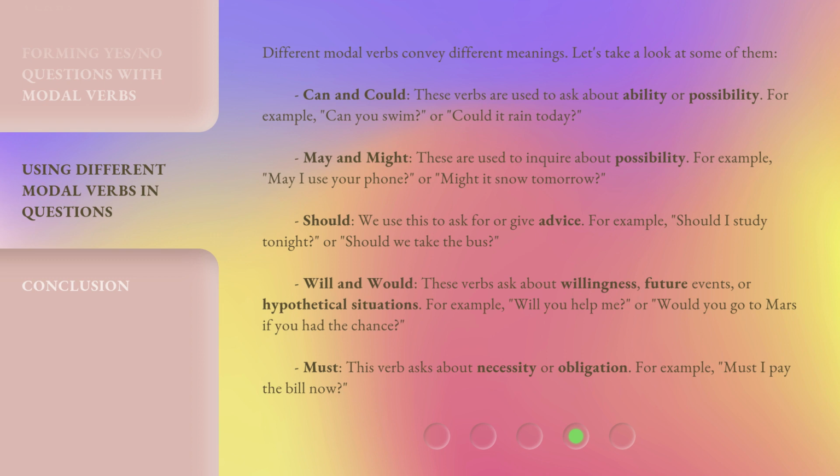Will and would. These verbs ask about willingness, future events, or hypothetical situations. For example, "Will you help me?" Or, "Would you go to Mars if you had the chance?" Must. This verb asks about necessity or obligation. For example, "Must I pay the bill now?"